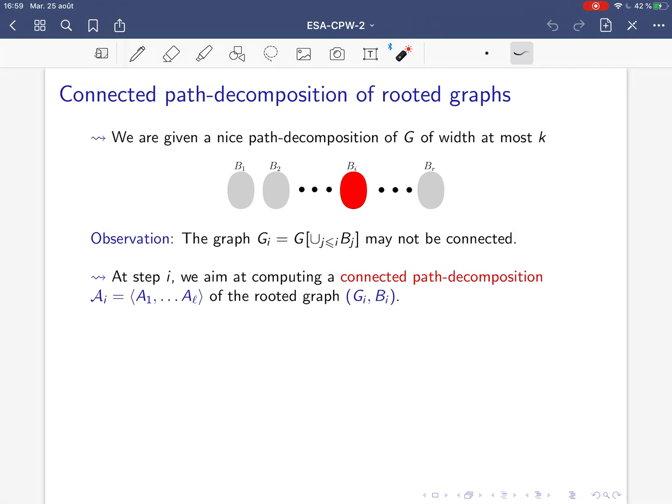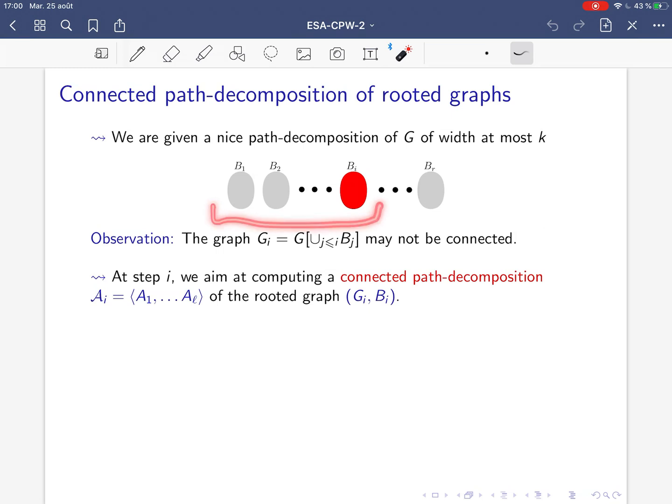Okay, so the general approach will be: you have a given graph, and for this given graph, you also have a nice path decomposition of width at most k. Nice path decomposition means that every bag is either an insertion bag or a forget bag, which means in an insertion bag you add a new vertex, in a forget bag you just forget one vertex from the previous bag. This is some standard definition.